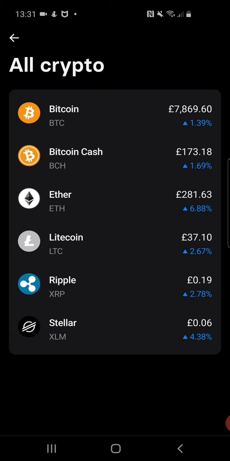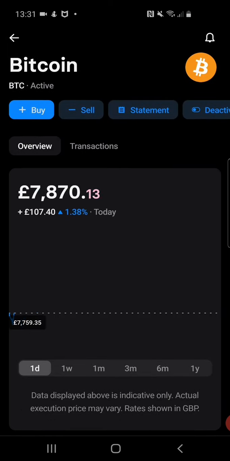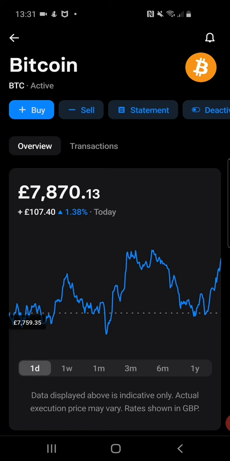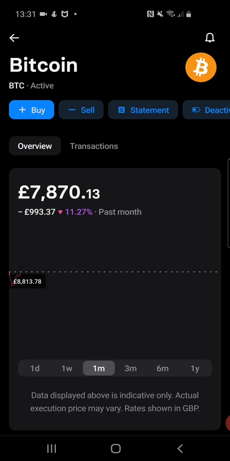So just to demonstrate the app, let's say we want to buy some Bitcoin today. Just click on Bitcoin. Very much like the stocks, you get a graph with a decent time series, so 1 day, 1 week, 1 month.